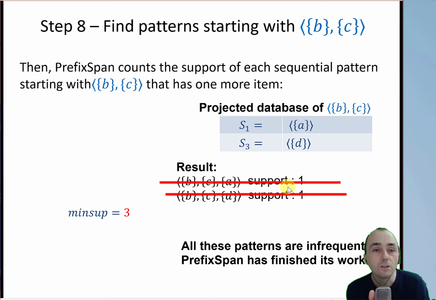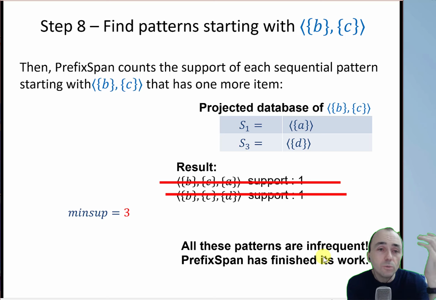Okay. So then this process would continue again and again. But now all the patterns are infrequent, so PrefixSpan has finished its work. Okay, so we have found all the frequent patterns in the database. So now we can make some observations about this. What is interesting about PrefixSpan?